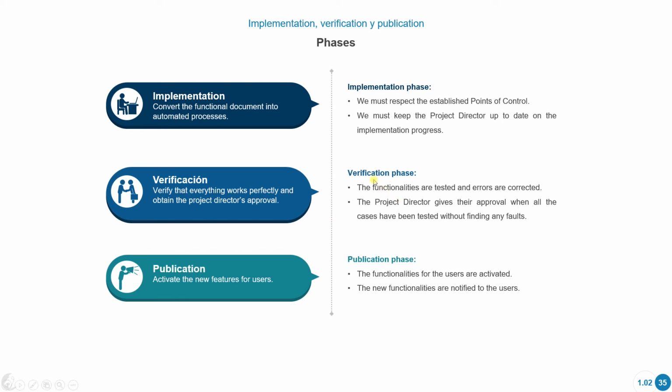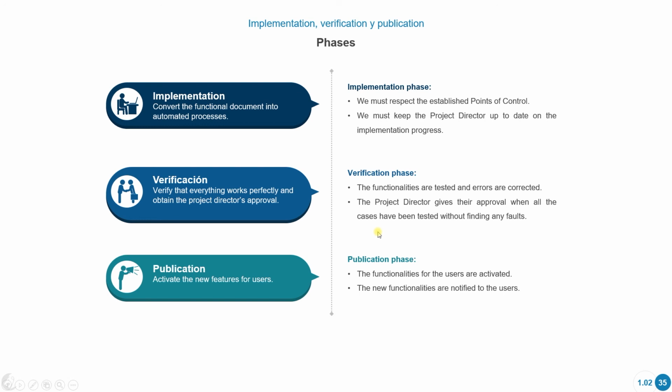Okay, as it says here, during the verification phase, the functionalities are tested, all the bugs are corrected, and the project director is going to give their approval. Okay, this is done. This is exactly what we wanted. We're good to go. The project implementation has been completed.